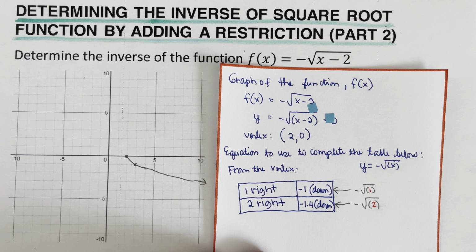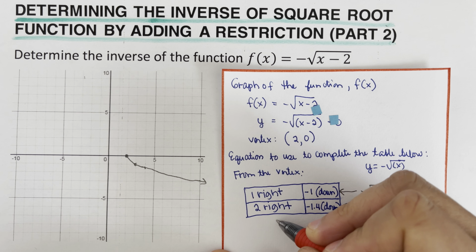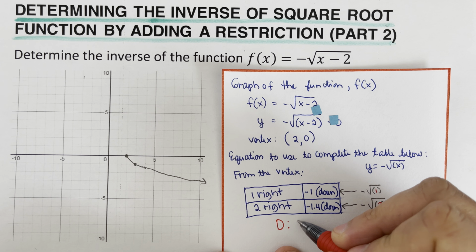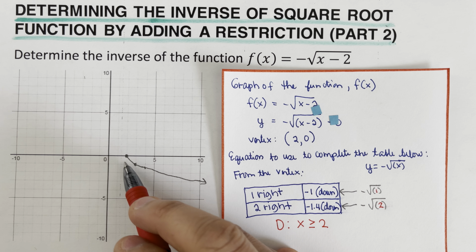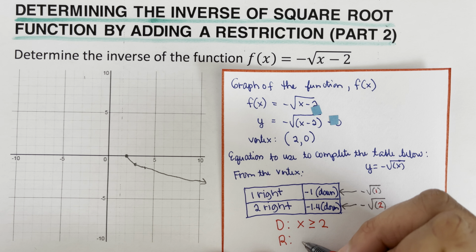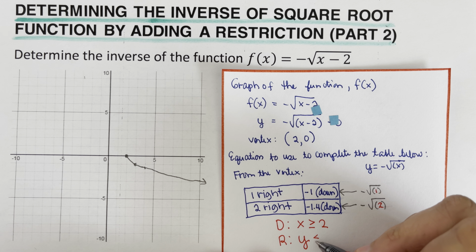Looking at this graph right here, we can tell that the domain for this function would be x is greater than or equal to 2, because that's where it starts from. And then the range for this is anything lower than 0. So that would be y is less than or equal to 0.